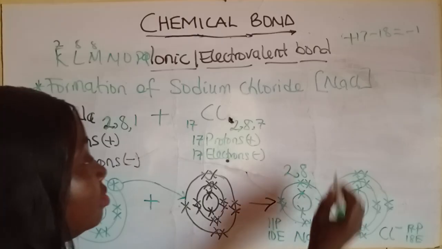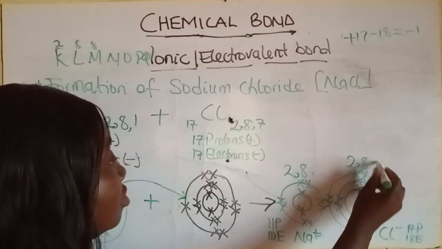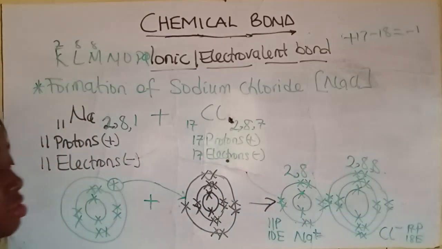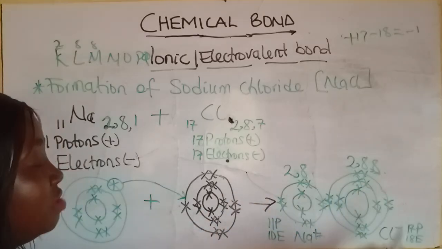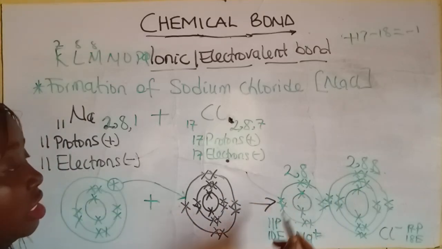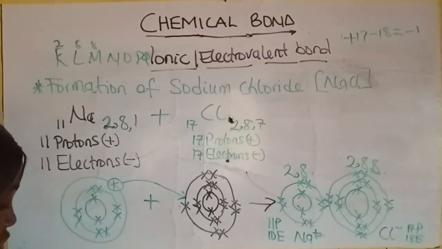Now the electronic structure they have achieved is that sodium ion now has the first shell 2 8, while chloride ion now has 2 8 8. You see that each of them have attained an octet configuration. I mean, their valence shell have attained an octet configuration.